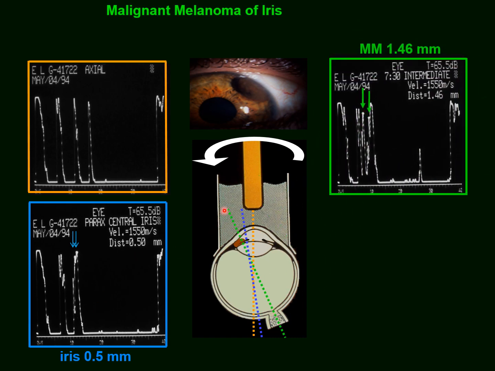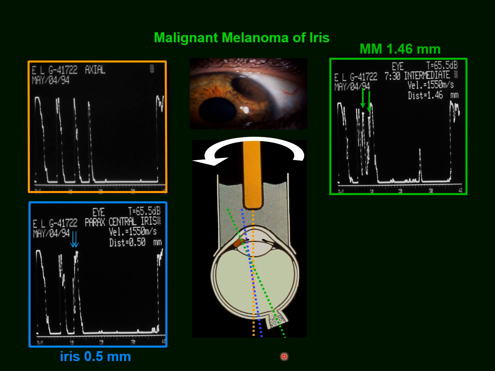Then we come already through the tumor here. That's the tumor. That's the remnant anterior chamber, cornea, and iris lens surface. And we see that the tumor has a low reflectivity consistent with a malignant melanoma of the iris. The thickness there was 1.46 millimeters.